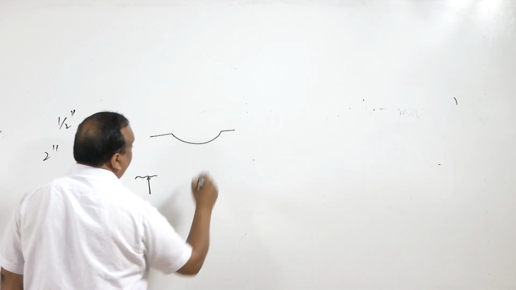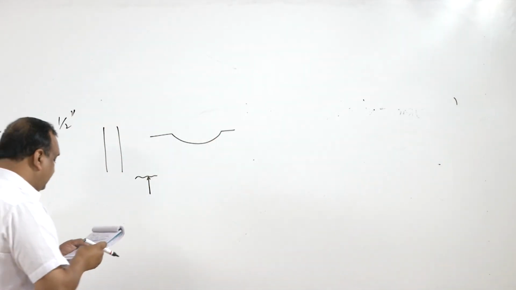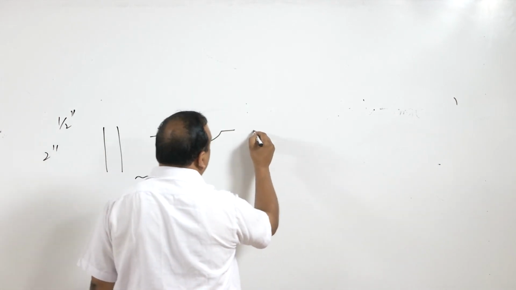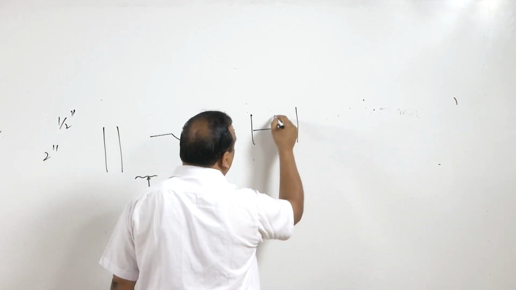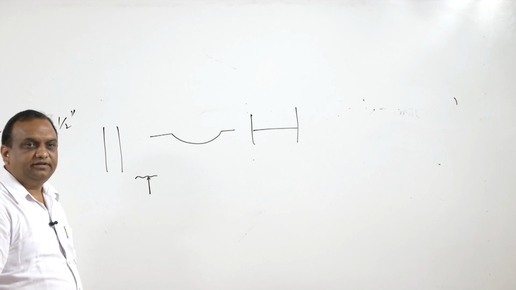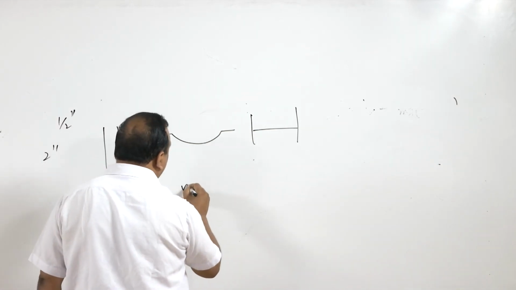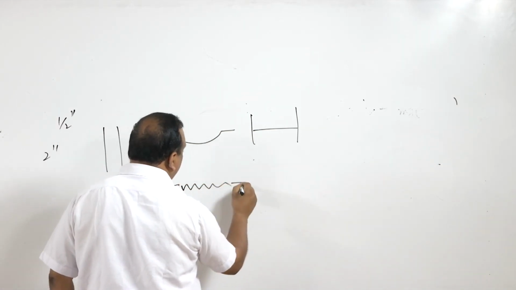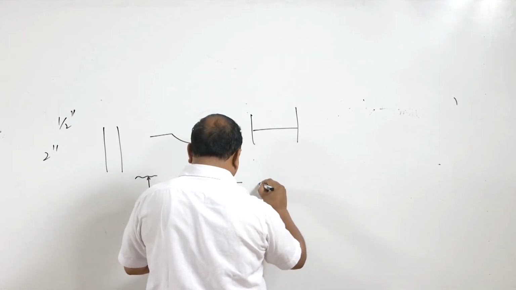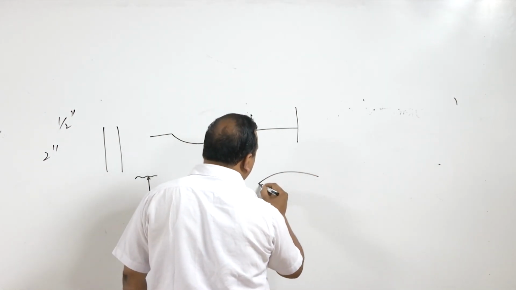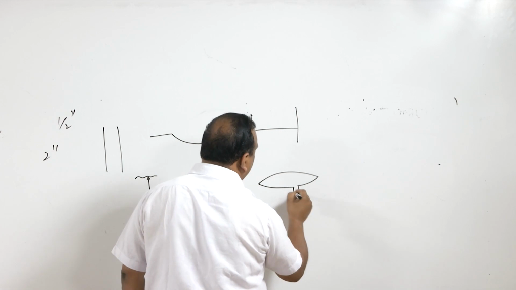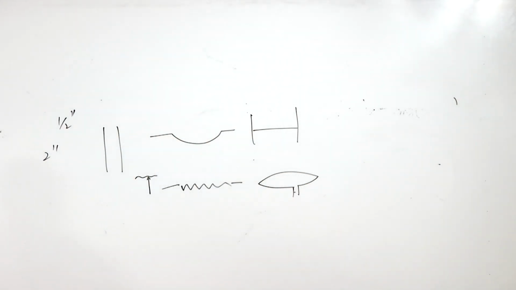This diaphragm can be of dish type. This is dish type diaphragm. It can be a flat type of diaphragm. This is normally used for small size of pressure gauges. It can be a corrugated diaphragm, and it can be a capsule shape of diaphragm. It depends on the application and the size of the pressure gauges.